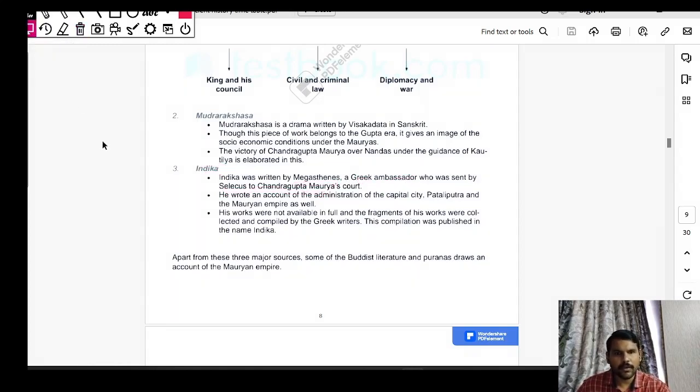Fine. So let's go forward. Apart from this, the Buddhist literature, which is called the Deepavamsa, Mahavamsa, etc., also gives a lot of information about the Mauryan Empire. And the Puranas, Matsya Purana, Vayu Purana, also give details about the Mauryan Empire. But they are not considered properly authoritative because they are a little cumbersome. Anyway, these are the sources from which we can find out about the Mauryan Empire.